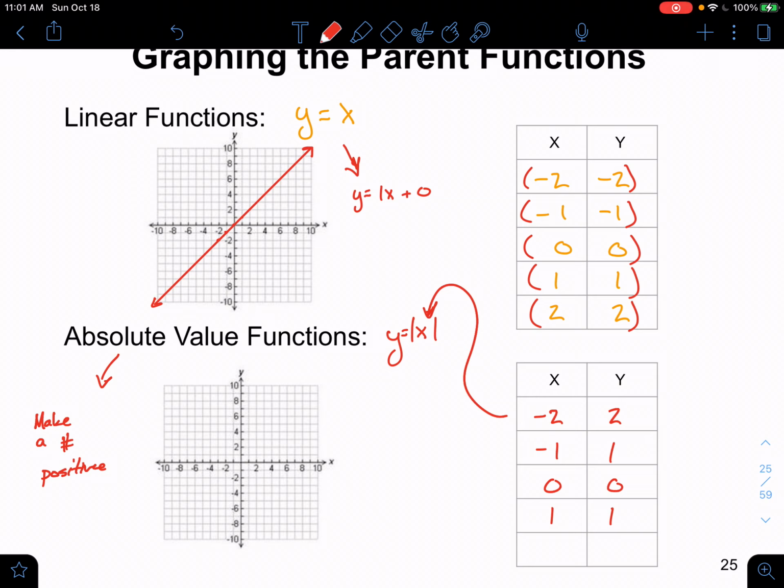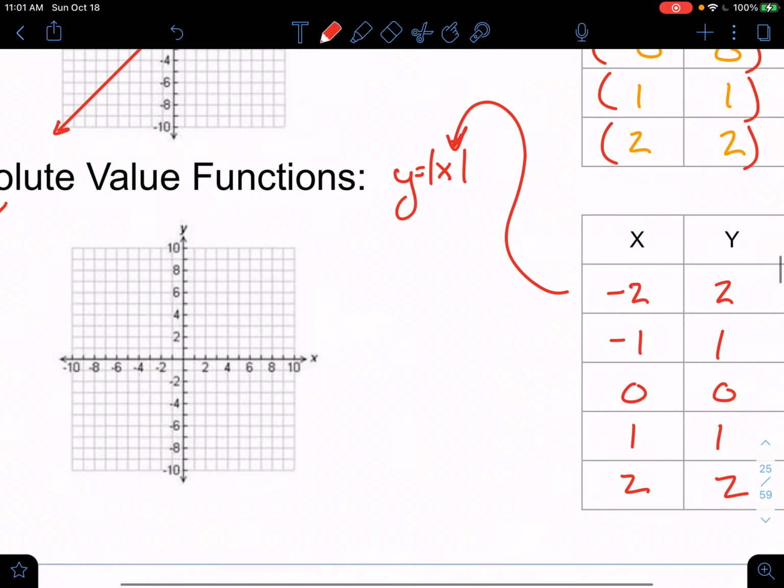And if I were to plug in a 2 into this thing, a positive 2, then a positive 2 would come out. It wouldn't get changed because it wasn't negative. Now, what does that mean for my graph? Well, it means I'll have points at -2, 2, -1, 1, 0, 0, 1, 1, and 2, 2. And from there, I can sketch the rest of my function. And what I'll find about my absolute value function is it really starts to look like a V.